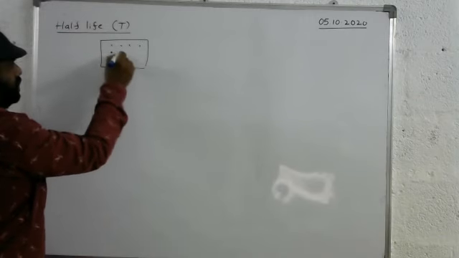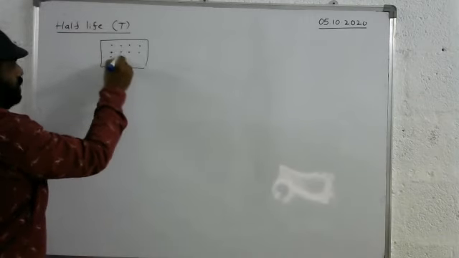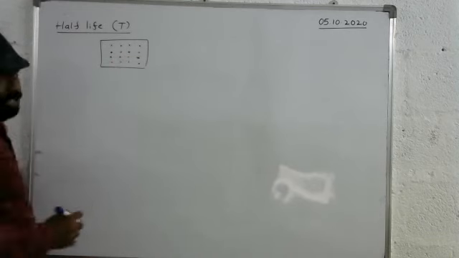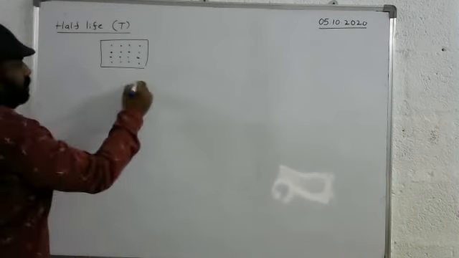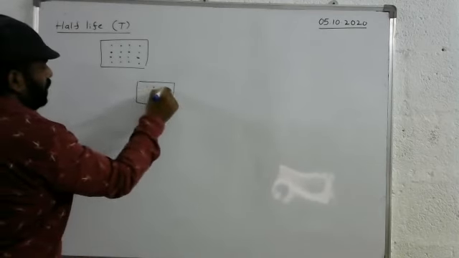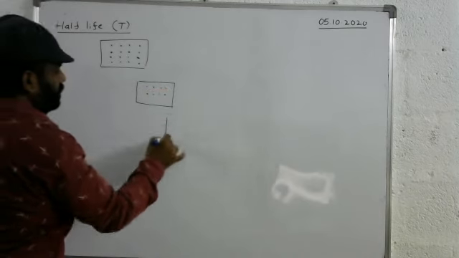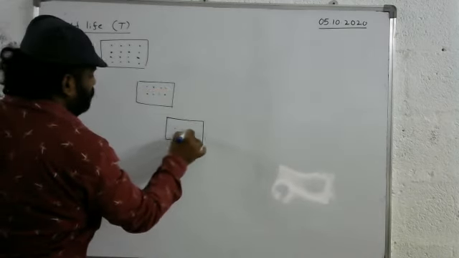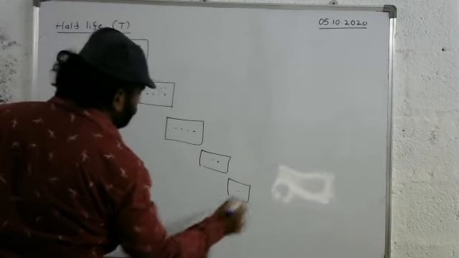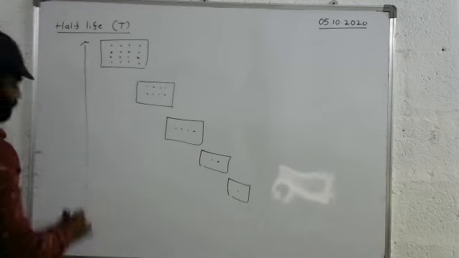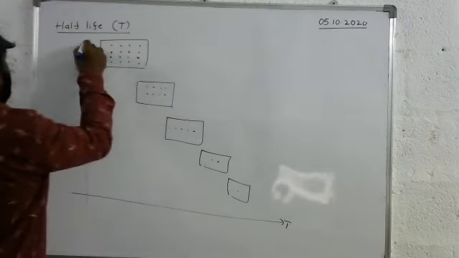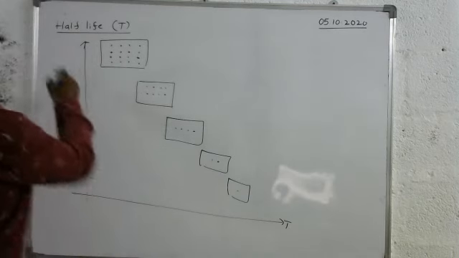4, 5, 6, 7, 8, 9, 10, 11, 12, 13, 14, 15, 16. We have 16 nuclei. These 16 nuclei can be reduced to 8 nuclei, and these are reduced to 4 nuclei, and these are reduced to 2 nuclei and 1 nucleus. Let this be half-life, time, and this is the number of nuclei.